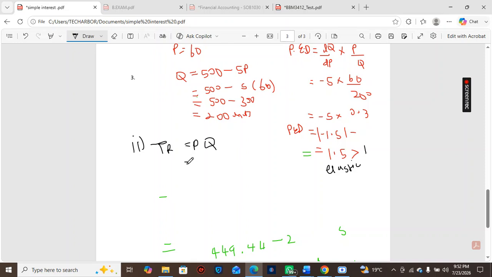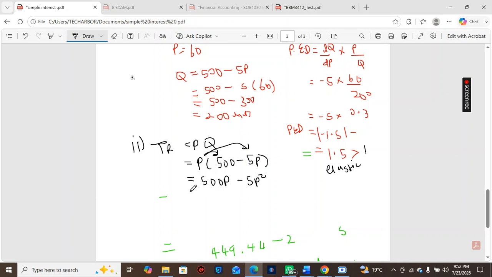We already have our value for Q. So you're going to say P multiplied by Q, remember, is 500 minus 5P. So P times 500 is 500P. P times negative 5P, you get negative 5P squared. That is our total revenue.